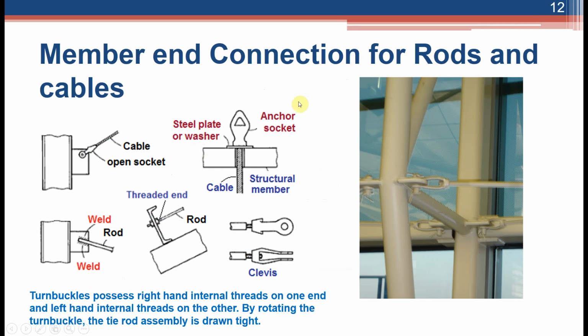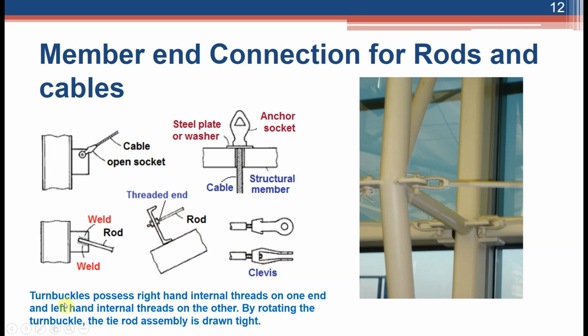Member end connections for rods and cables. Whenever there is a cable, an open socket is provided. Steel plate or washer is provided in case of an anchor socket. This is a cable structural member. So this is a structural member. When you want to connect this, a steel plate or washer is provided here, anchor socket, cable. Then this is a column, and here this is a small plate, where the rod is connected by using the weld. This one is a purlin, and the purlin is connected by means of tie rods.